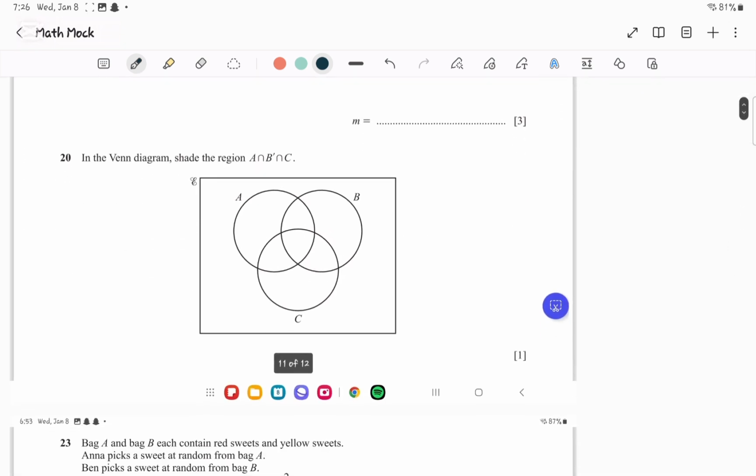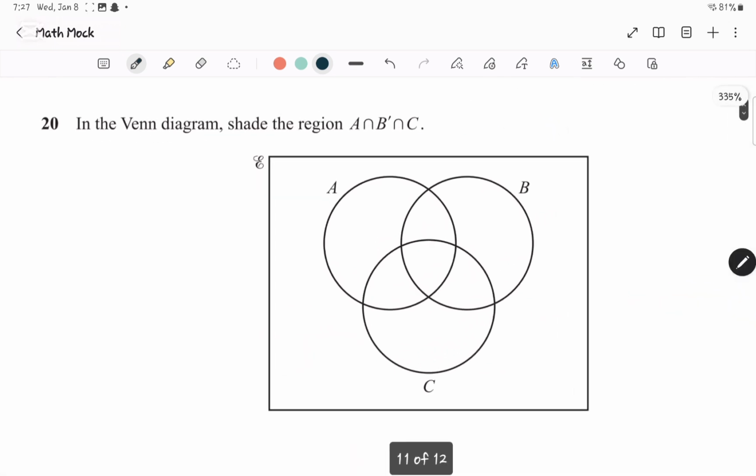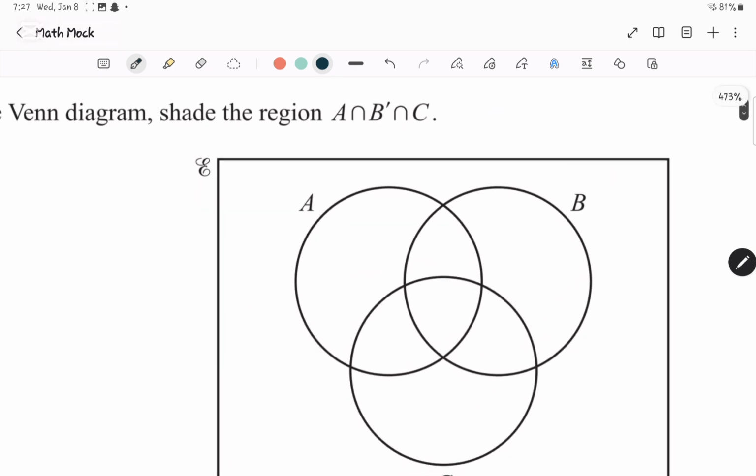So now we move on to question number 20. It is all in the first past paper. When you see a blue line at the bottom, that means we reached a new past paper. Okay, so in 20 they say, in this Venn diagram, shade the regions A intersection B prime intersection C. So what they are telling us over here is that they need A in common with everything except B. That means we're going to highlight everything except B in common with C. So let's start first of all with A.